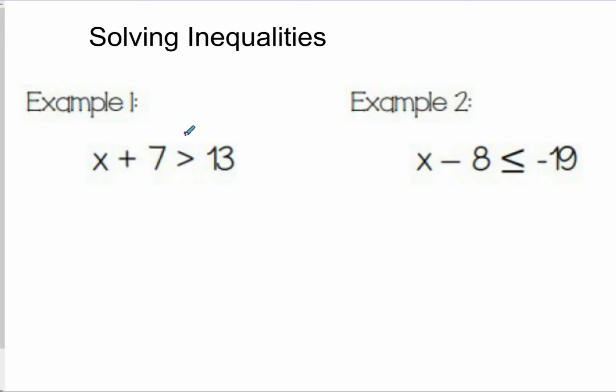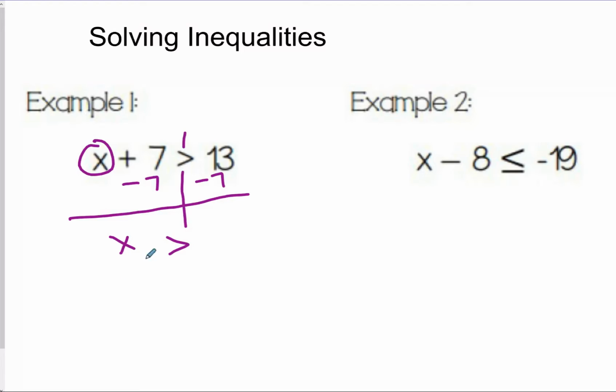So we're still going to draw a line down our symbol, and then we're going to circle our variable because that's what we're working to isolate. What do you think is the first step in solving this inequality? We're going to subtract 7 on both sides of the inequality symbol. That's going to give us x. The symbol is going to stay the same as greater than, and 13 minus 7 is 6. So our final answer is x is greater than 6.